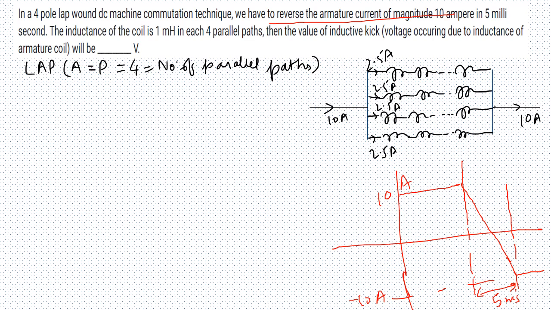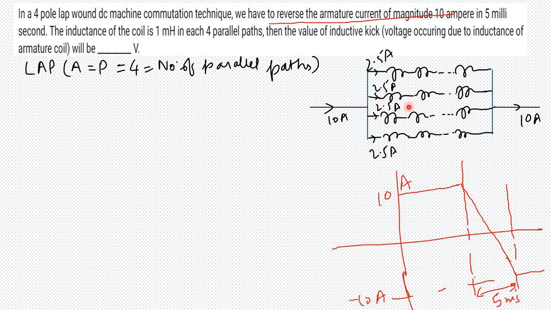Now what we can do here is we can first visualize what is a lap wound machine. We already know that A equals P equals 4 in lap. Number of poles will decide the number of parallel paths. So here it is 4, so number of parallel paths is 4. So there are 4 identical parallel paths which are shown here. Now you can see that the armature current is 10 amps. So for each parallel path the current that is flowing is 2.5 amps, because it is 10 by 4.